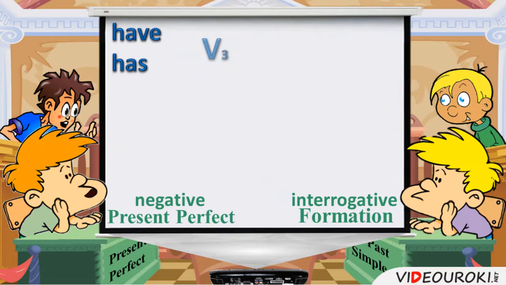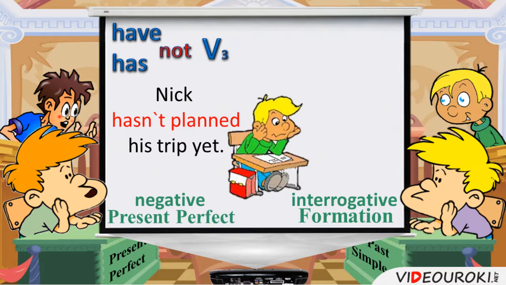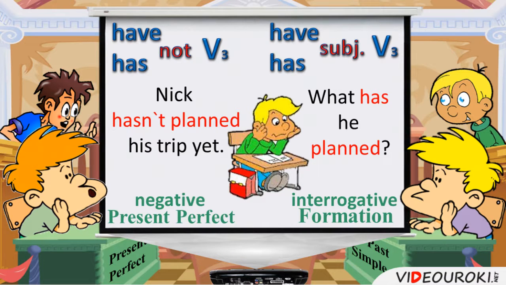In the present perfect, the auxiliary verb is have, has. And to build a negative sentence, we use not after it. Look, Nick hasn't planned his trip yet. To build interrogative sentences or questions, we put have, has before the subject. Look, what has he planned? Has is used before the subject he.